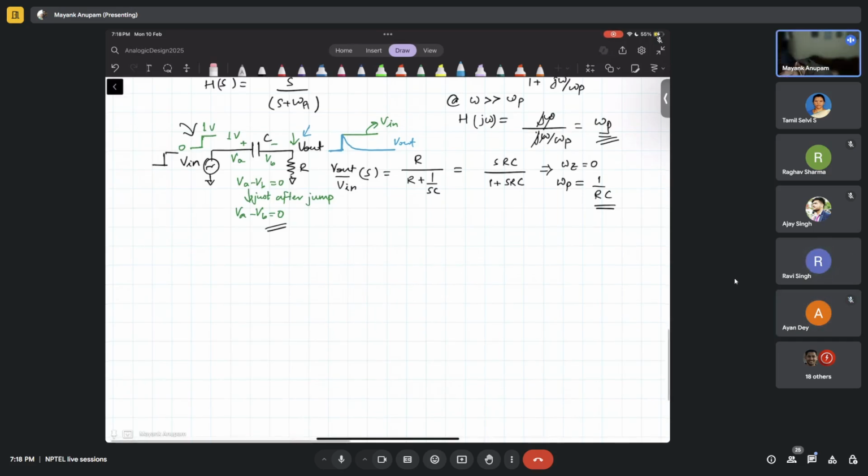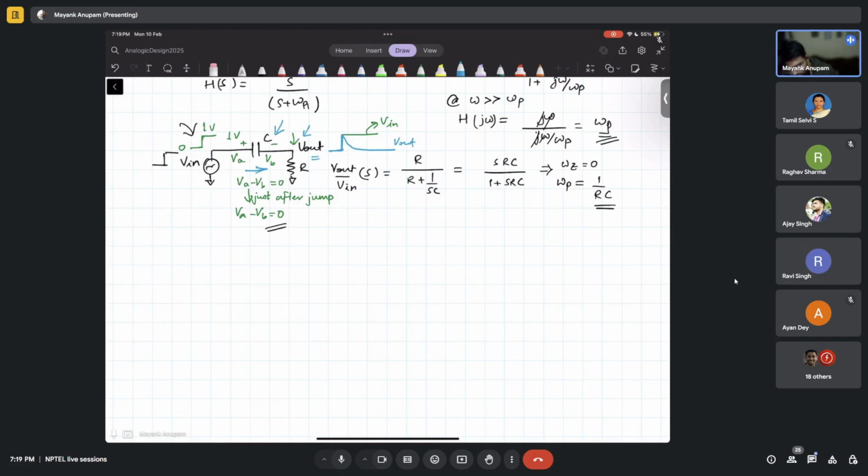Yeah, and the capacitor is what? It will simply become an open circuit for a DC signal, right? Which means that no current can flow through it, which means that no current flows through the resistor also, which means that the voltage drop across the resistor is also 0, which means that V out has to become 0, correct?